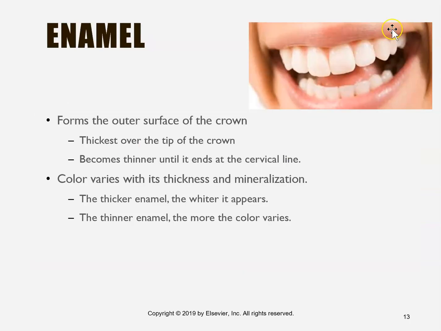So let's start with the enamel. The enamel is the white part that you see on the crown, and it's very thick, typically over the crown, and becomes thin as you go up into the cervical line, or where the CEJ is. And if you have thick enamel, it means it's going to look nice and white. But if you have thin enamel, then the color could be less white.